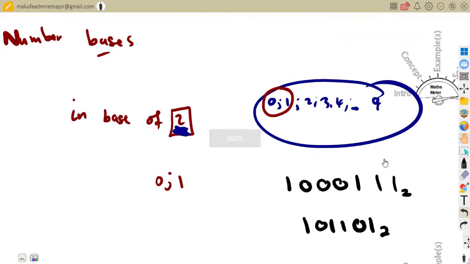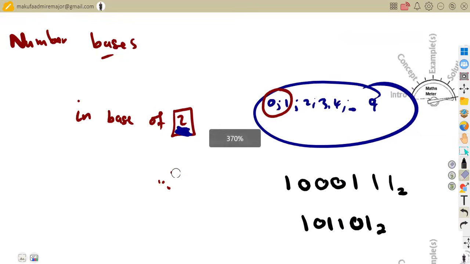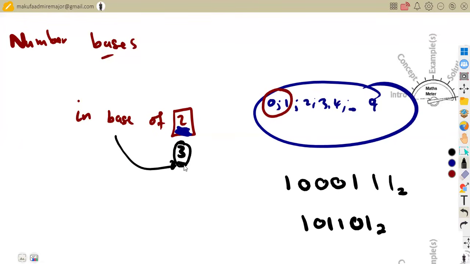So meaning to say, if we are in base of 3, for numbers that are in base of 3, what is going to happen? These are numbers that are less than 3. We are talking about 0, 1, 2.